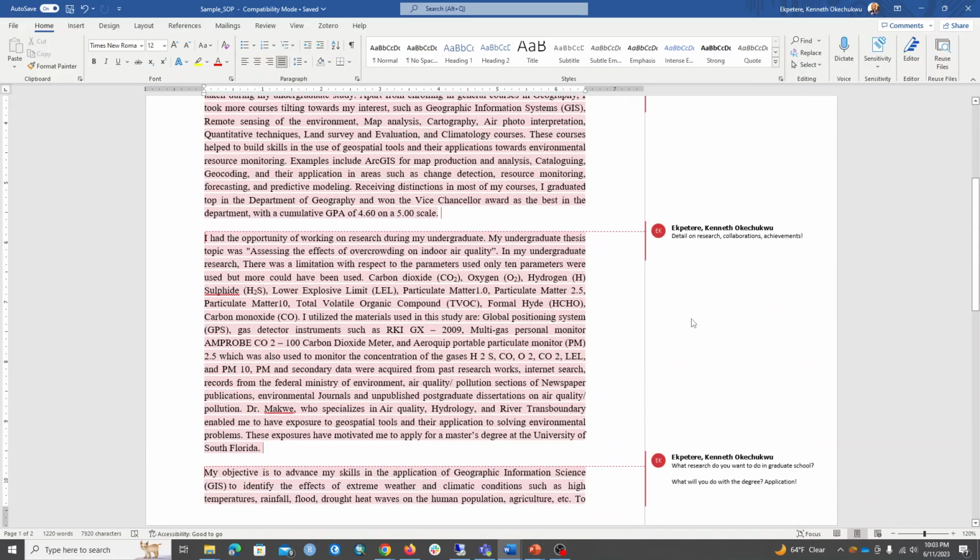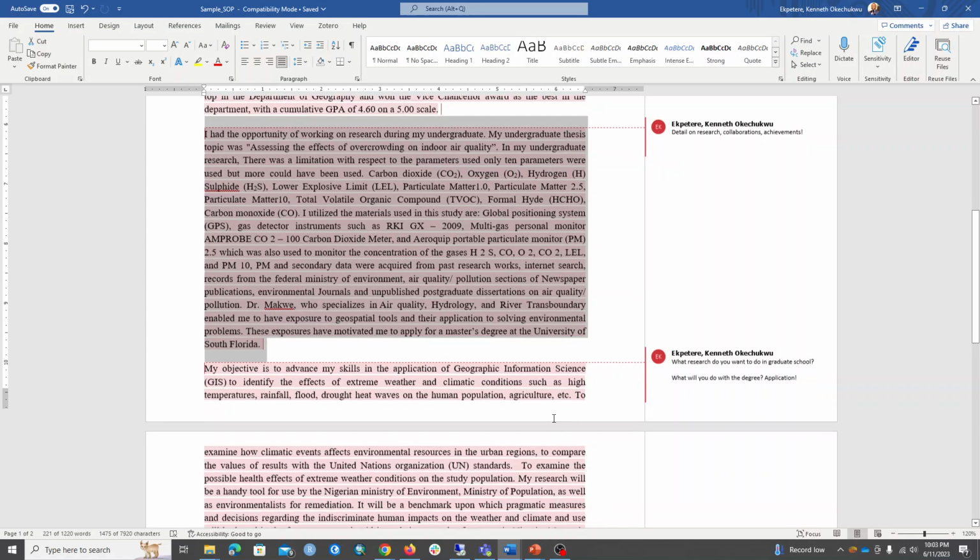In the third paragraph, we talked about detail on research, and some collaborations or achievements. So if you won any award, you attended any conference, you gave a speech, some research you've done, this is where you also need to dive into your undergraduate work. What did you do in your undergraduate? Which professor did you work with? What did you find? This way you may talk about it.